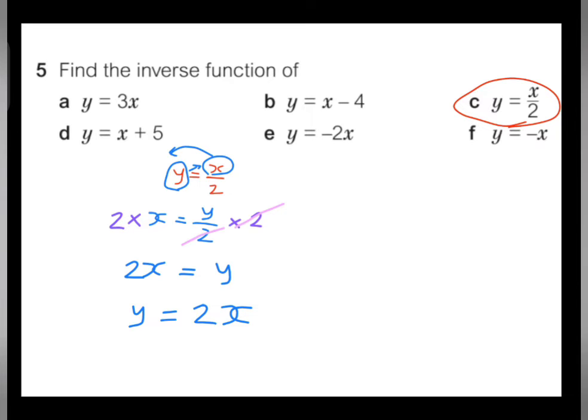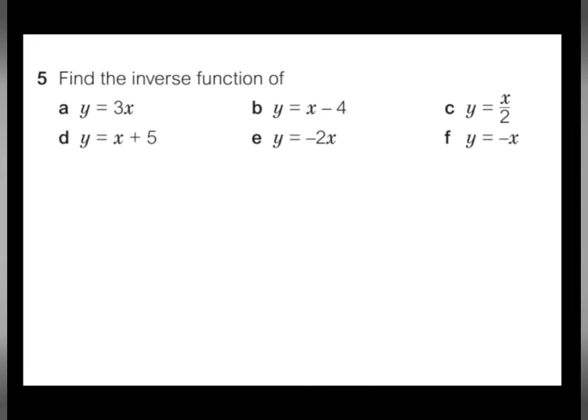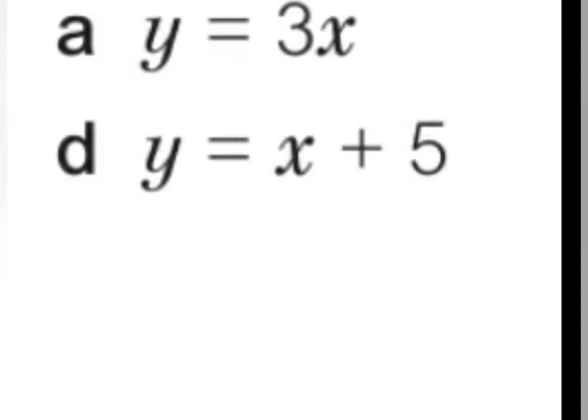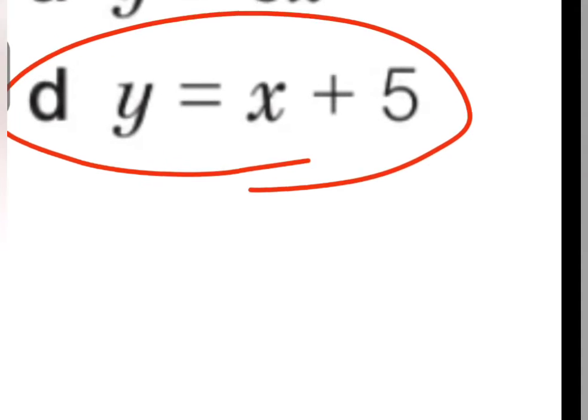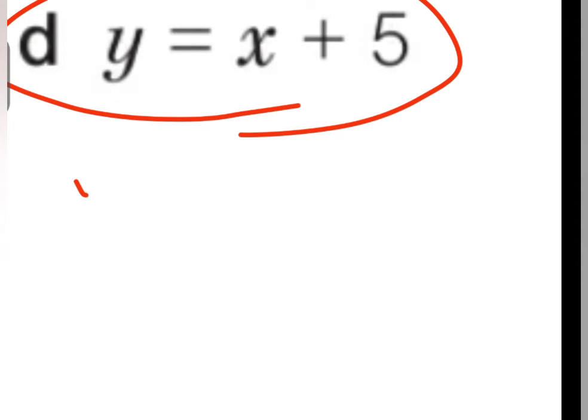Now, let's go on and answer D. First, let's remove everything here. Now, let's check D. In question D, y equals x plus 5. Same idea, we're going to write it here. Y equals x plus 5.